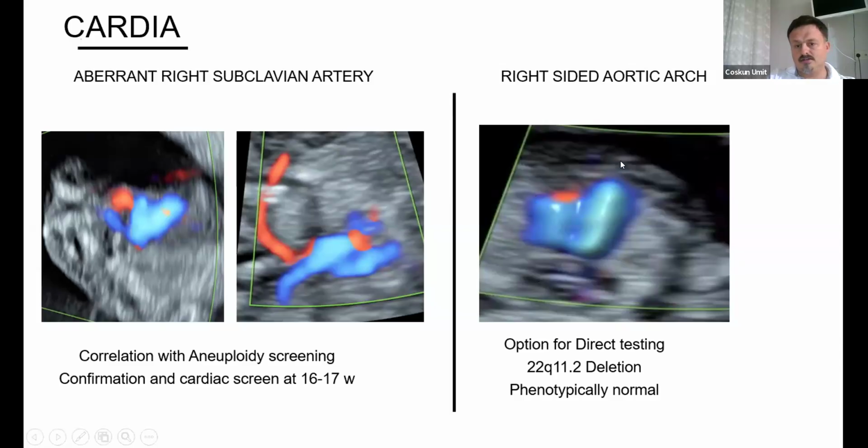Here is another important abnormality. This is right-sided aortic arch, the U sign. The trachea is in the middle of the duct and the aorta. So it is very important to check for DiGeorge syndrome and other parts of the baby, for example, face, extremities, and also, of course, thymus.